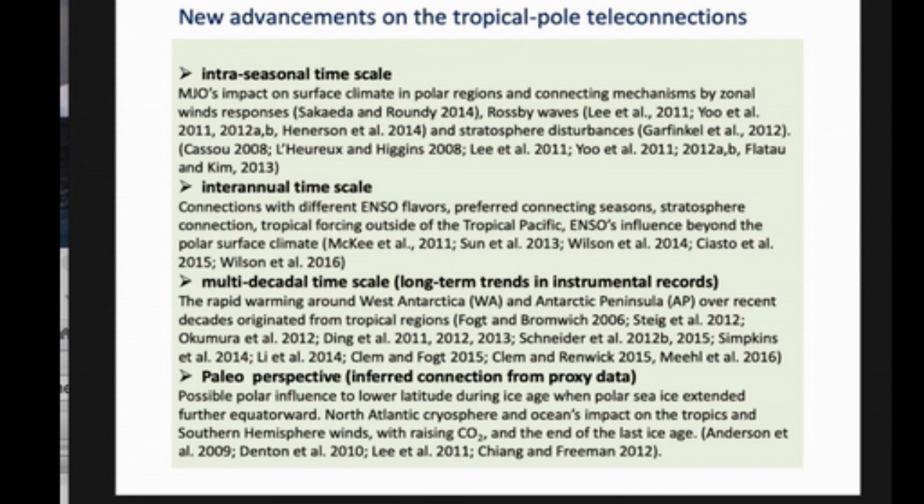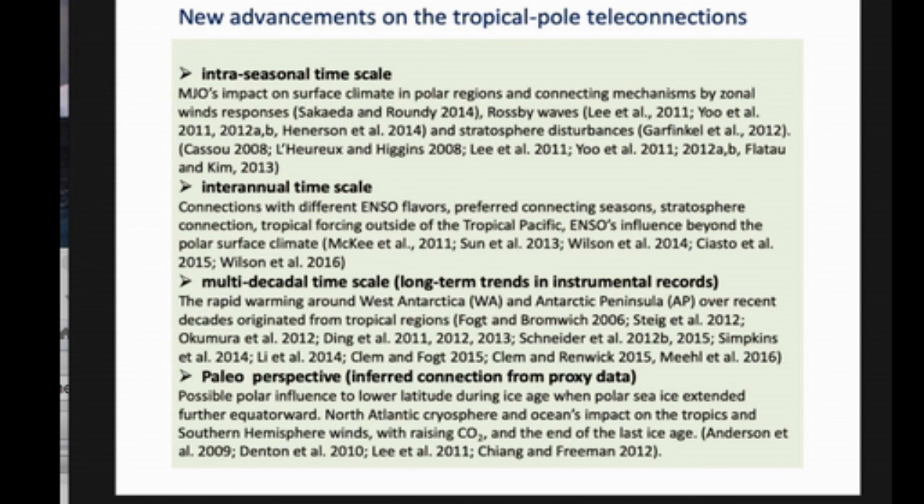Most of these studies focus on the MJO with the Arctic polar response, and a few talk about the MJO with Antarctic surface temperature and sea ice response, but the signal is very patchy. I think it's the groups at Penn State University who published a series of papers on that topic, and one of them comes back to the Southern Hemisphere.